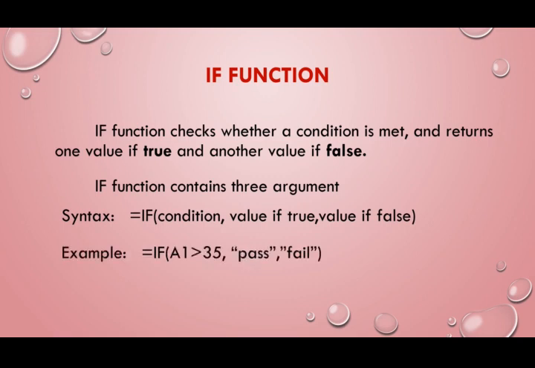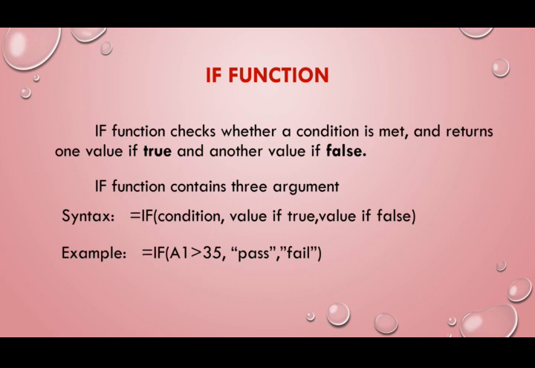Students, see this example. In this example, if the A1 cell value is greater than 35, this is the condition. If the A1 cell value is greater than 35, the first value, the true value, will be displayed, that is pass. Otherwise, suppose the A1 cell contains less than 35, it displays the output fail.